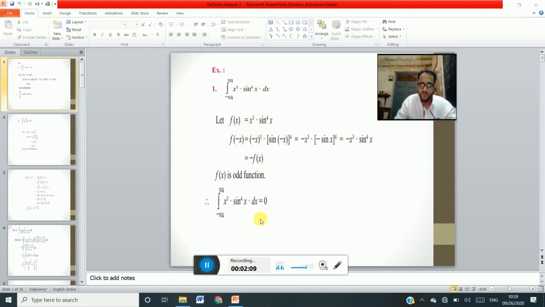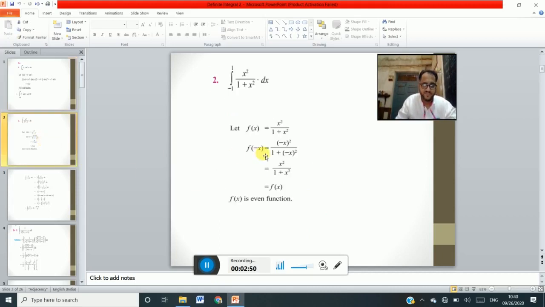Therefore the result of this property, that is integration from minus pi by 4 to pi by 4 of x cube into sine to the power 4x dx, is 0 because the function is odd, right? So in this way we solve the example, and if we got this as an even function, then the result of this is 2 times integration 0 to a of f of x dx. That means this is 2 times integration 0 to pi by 4 of x cube into sine to the power 4x dx. We have to solve that integral again, right? That should be mentioned in the next example.